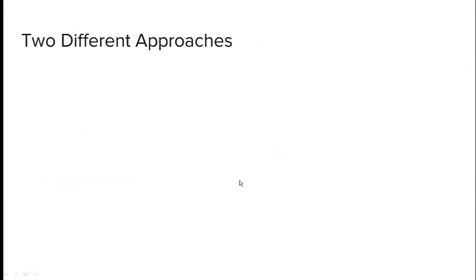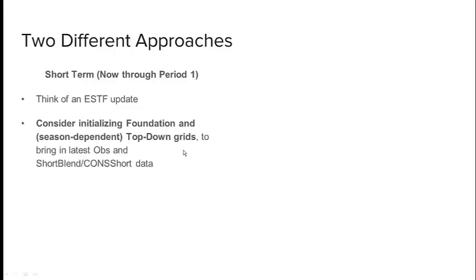Basically, you have two different approaches you can use for the forecast builder. There's a short-term approach, which includes the current period through period 1. We think of this as just like an ESTF update. In fact, one of the key ESTF tools, a data load and blend, is included into the forecast builder. You can use that to consider initializing the foundation and semi-dependent top-down grids, or the seasonally dependent top-down grids, to bring in the latest OBS and short blend / con-short data.